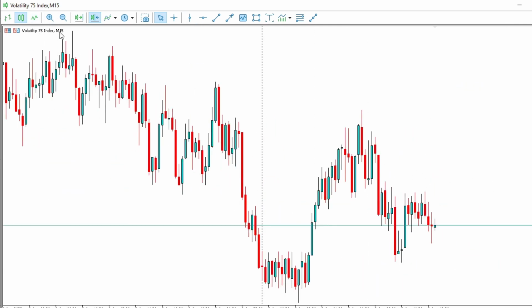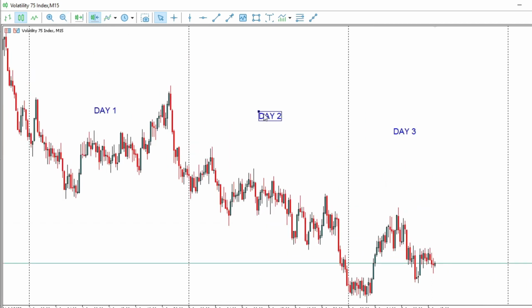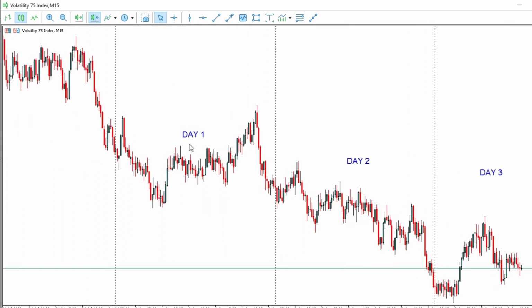Today is day 3. Let me even extend them a little bit down here like this. So that's the first thing. We mark out our days: day 1, day 2, and then day 3. So now what else do we do? Now we go to day 1, and we compare day 1 and day 2. When we compare them, we are going to look for some areas of resistance and support. So we mark out 3 zones.